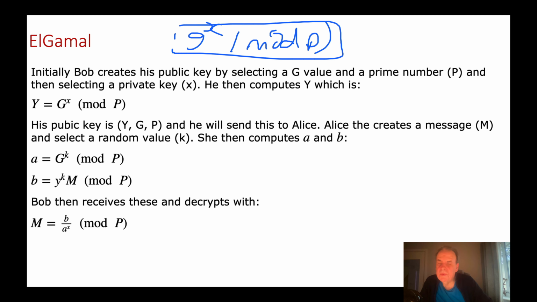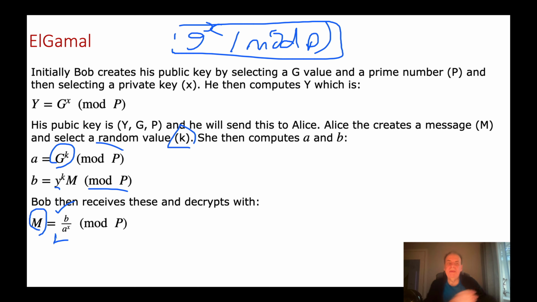Now, if Alice wants to send Bob some data, she generates a new random number for this encryption and takes g to the power of that k mod p. And then she also creates another value, which is Bob's public key to the power of k, and then multiplies it by the message converted into an integer value, and then takes the mod of p. At the other end, Bob recovers the message by taking the b value, and then taking the a value, raising it to the power of x, and dividing it, and then take mod p.